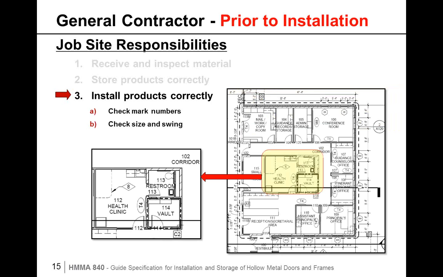Now, in installing the products, trying to offset any kind of deficiencies, the first step really needs to be for the contractor to make sure that they check the mark numbers, check the size and the swing. Because usually in jobs, you'll end up with a door short or a wrong door going into a wrong frame. What that relates to in most cases is the fact that the wrong frame was installed in the wrong opening. So it's critical for the contractor to check the mark number, the size, and swing of the opening.